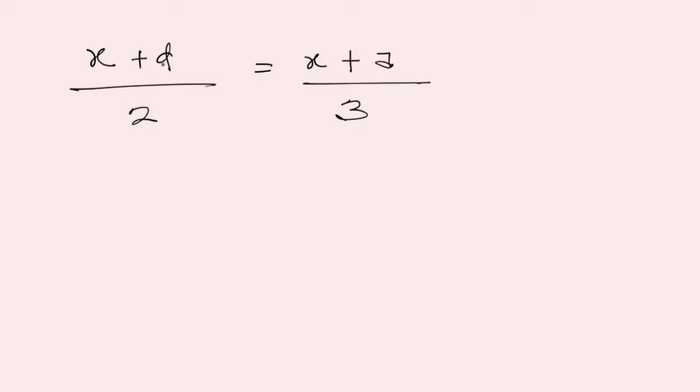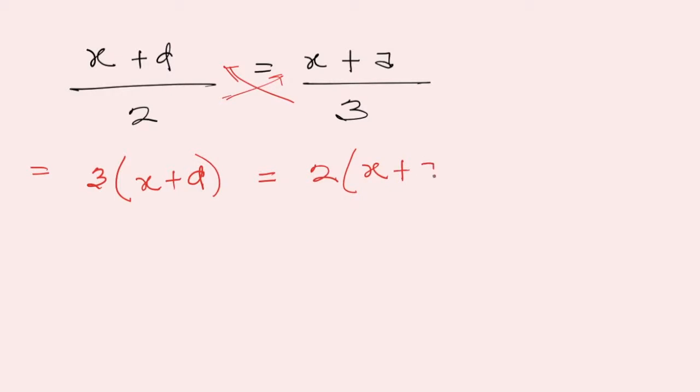What if we have an equation such as this, which is (x plus d) over 2 equals (x plus a) over 3? Now, if we have an equation where both sides have a denominator, the best thing to do is to multiply each side by the denominator of the other side. So if we cross multiply here, what we'll have is 3 multiplying x plus d, and we have 2 multiplying x plus a.